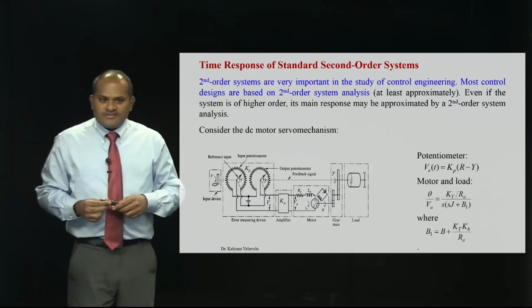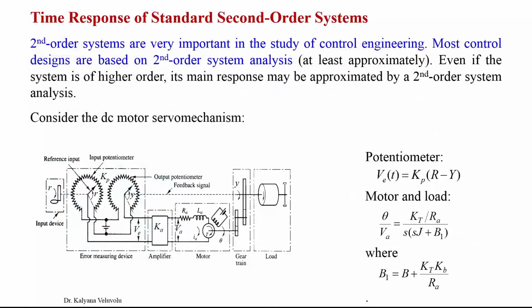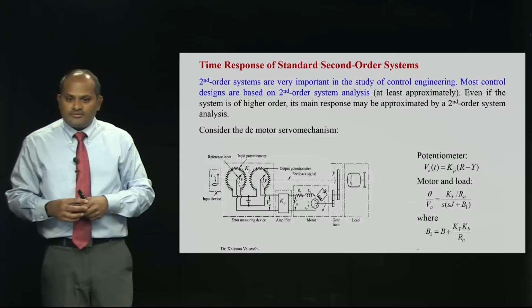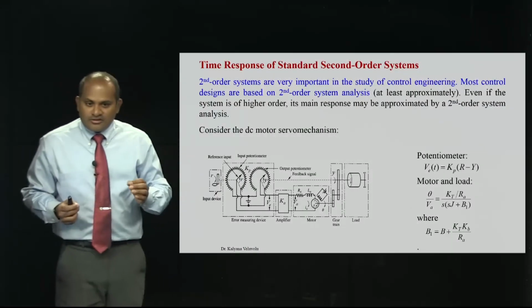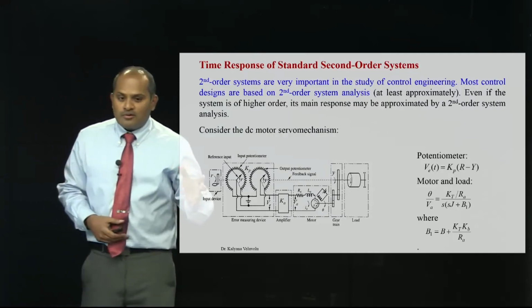Time response of second order systems. Second order systems are one of the most popular systems. Of all the systems, first order, second order, third order, fifth order, seventh order, 10th order, the most important ones are the second order systems. We are going to spend the rest of our time in automatic control on second order systems. There is a reason why we focus only on second order systems: they form the backbone of our control theory.